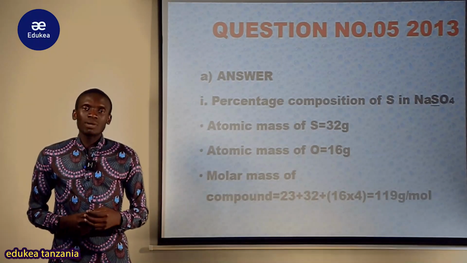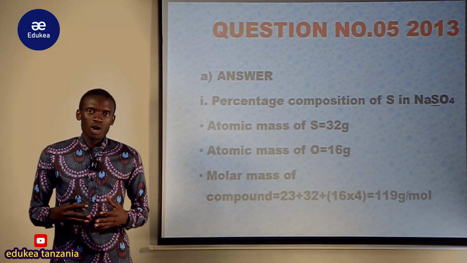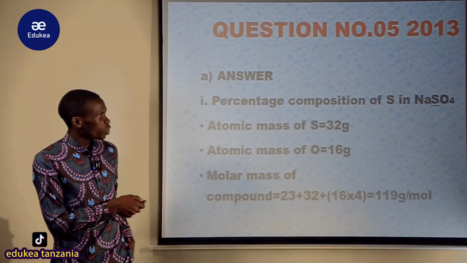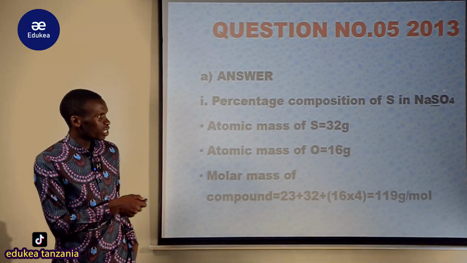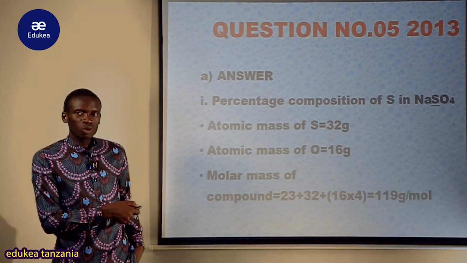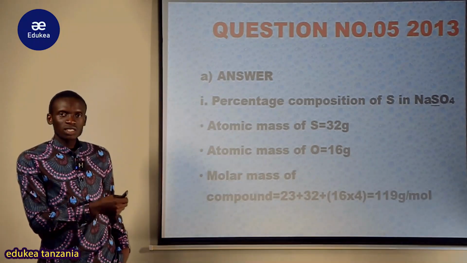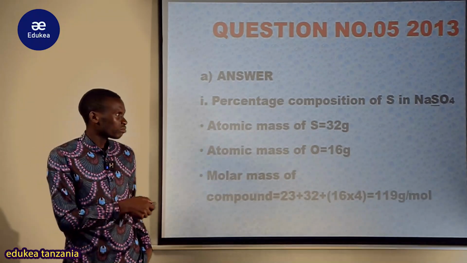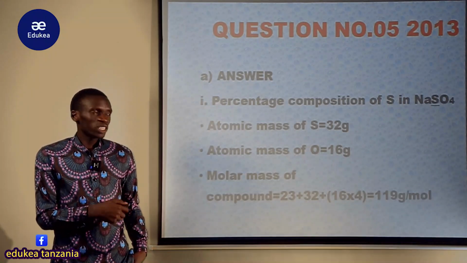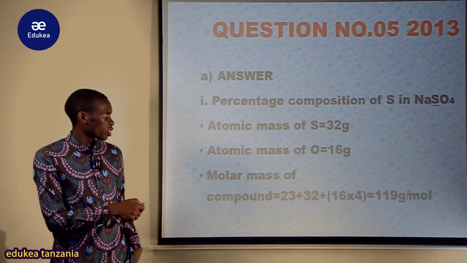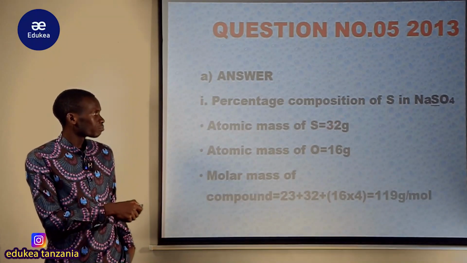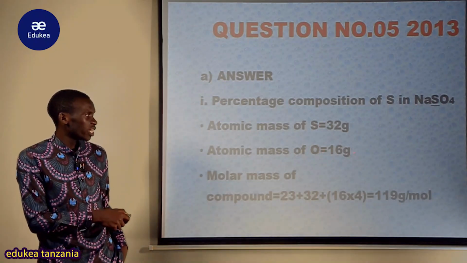First is to determine the percentage composition of atom in element in compound. Tumepewa sodium sulfate ambayo tunatakiwa tupate percentage composition ya sulfur. We say the atomic mass of sulfur is 32. Atomic number of sulfur is 16. 16 times 2 or 16 plus 16 you get 32. This is atomic mass of sulfur. And atomic mass of oxygen is 16.